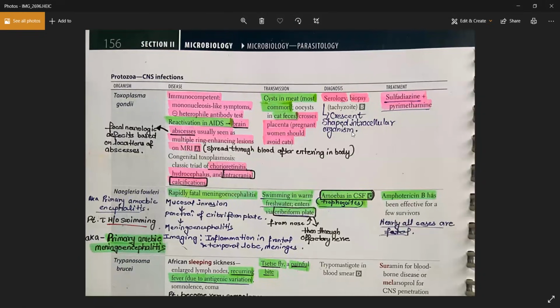Okay, and for the treatment, you will give the patient sulfadiazine and pyrimethamine. Remember the mechanism of action of pyrimethamine? Anyone? The mechanism of action of pyrimethamine? I told you about 3 drugs. Folate. Dihydrofolate reductase inhibitor. And what enzyme? Dihydrofolate reductase. Yes. So pyrimethamine, methotrexate, and trimethoprim work in the same way. And yeah, that's about Toxoplasma gondii. Any doubt?